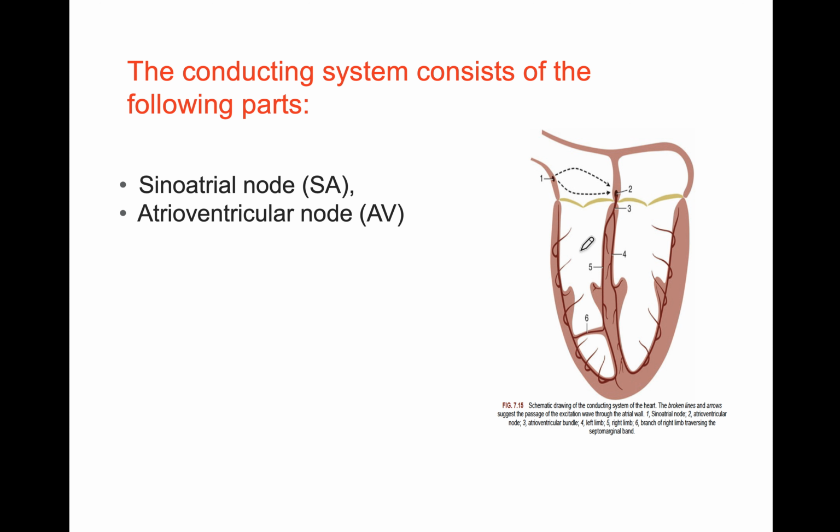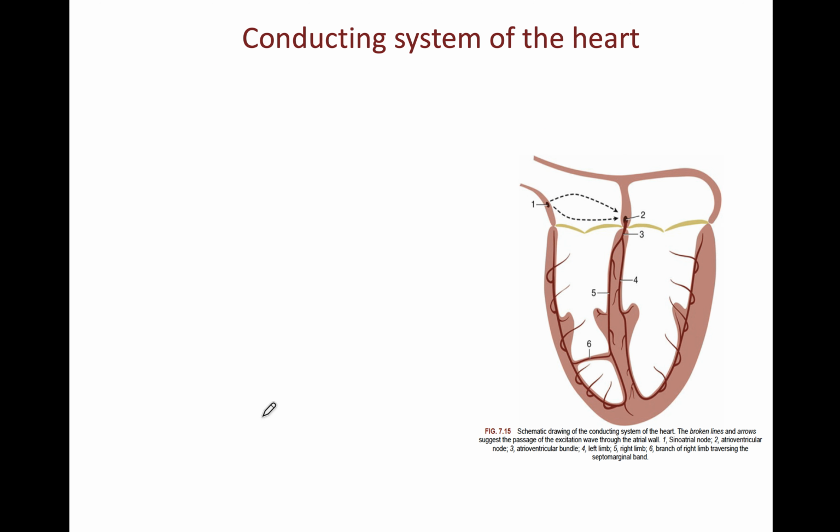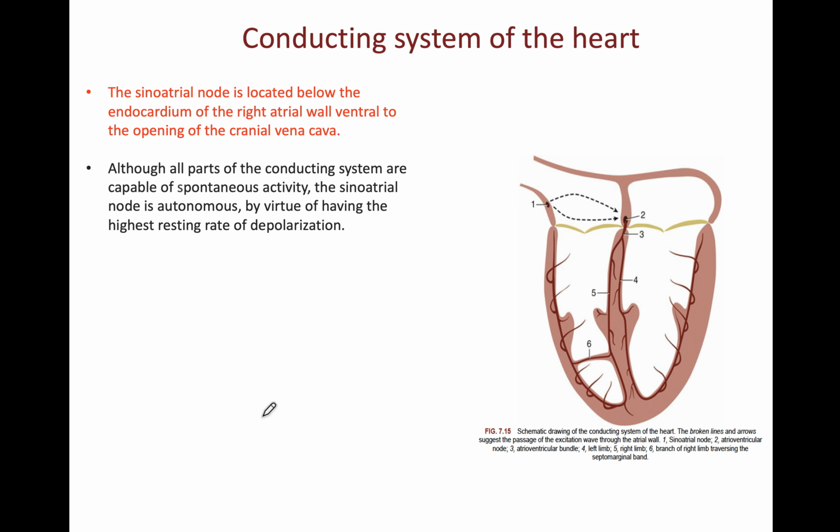So the SA node, AV node, atrioventricular bundles, which is the bundle of His. As I said, this is the one found here, and usually they are found in the endocardial region. And usually these modified muscles are called the Purkinje fibers. The SA node, as I said, is located just below the endocardium of the right atrial wall.